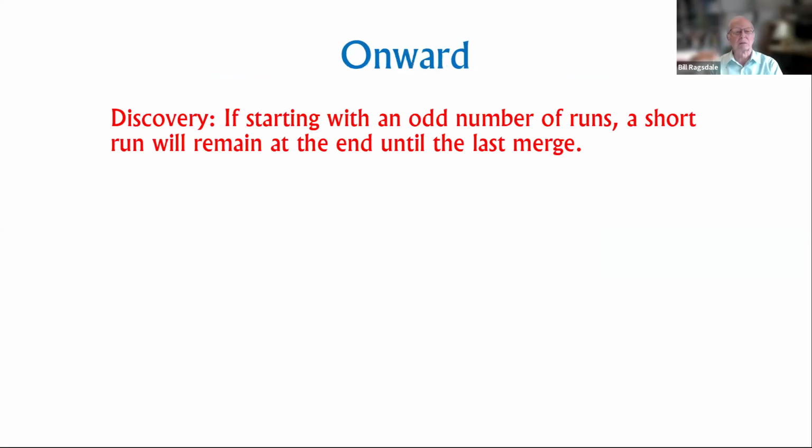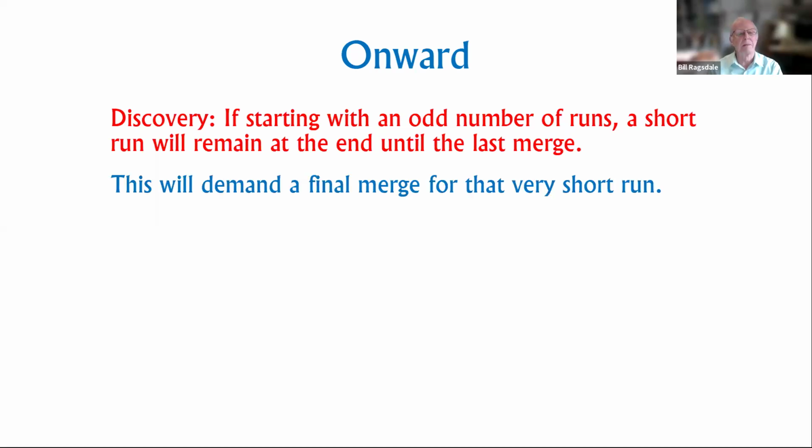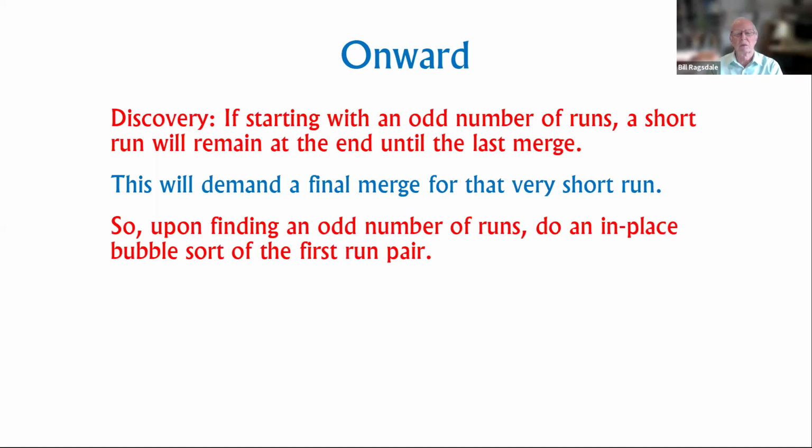So some discoveries. The one I mentioned earlier says that if we start with an odd number of runs, then you will always have a short run remaining at the end until the very last merge. That last odd run is carried across until the last sort. So this demands that last final merge to process that very last short run.